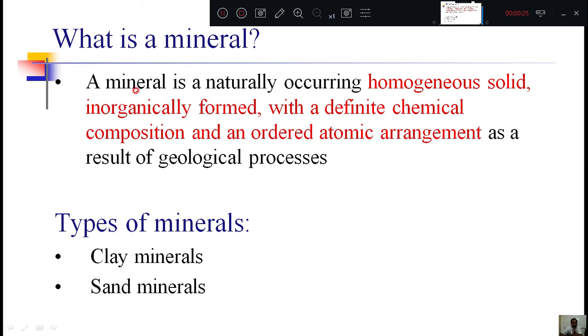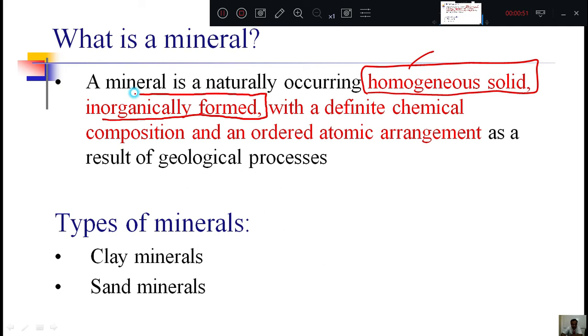What is a mineral? This definition I think you are very familiar with in geology. The same thing I brought here. A mineral is a naturally occurring homogeneous solid. Homogeneous means at every point in the mineral the properties are the same. Therefore, homogeneous solid. And inorganically formed. Inorganically formed means if you keep it for many days or for a larger time, it won't decay. With definite chemical composition, the chemical composition is definite here, and an ordered atomic arrangement.